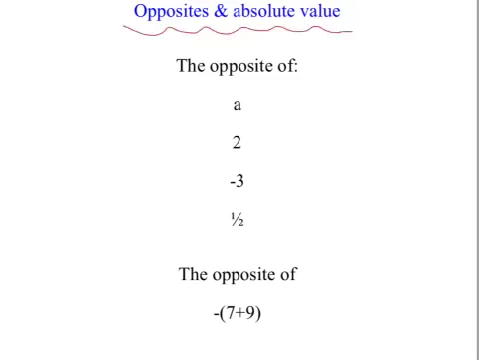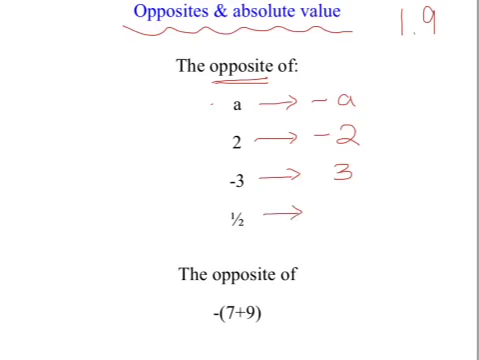This is section 1.9 in your textbook, and I think you know a lot about these topics already. I think you know what the word opposite means. If I ask you what the opposite of A is, you would likely tell me negative A. And if I asked you for the opposite of 2, hoping that you'd say negative 2. What if I ask you for the opposite of a negative? The opposite of negative 3 is 3. And the opposite of 1/2 would be negative 1/2.